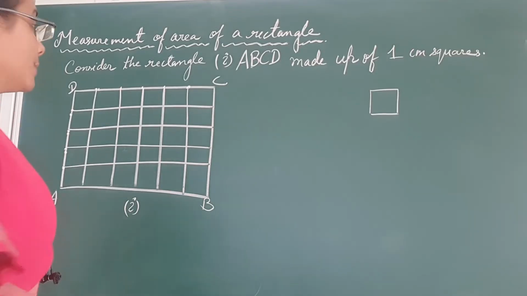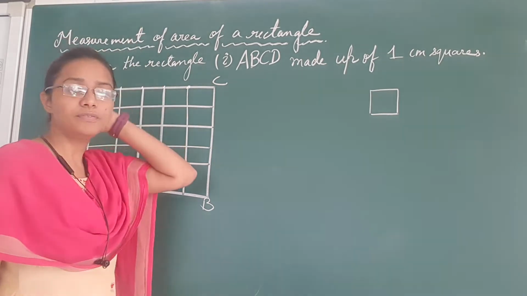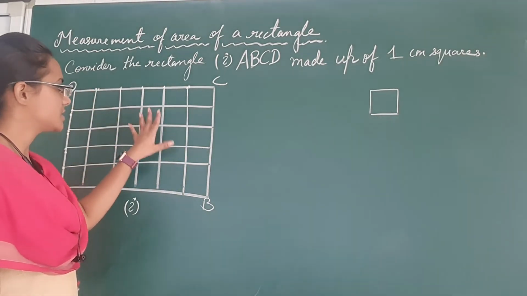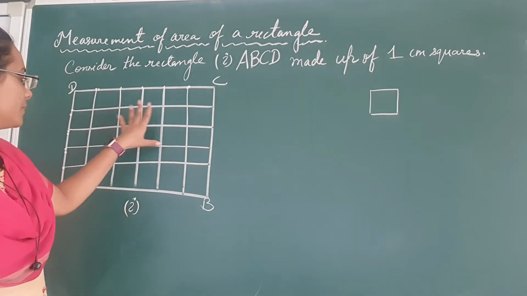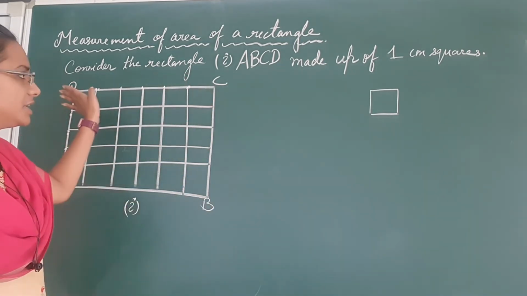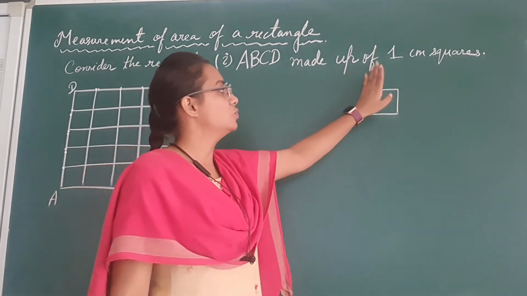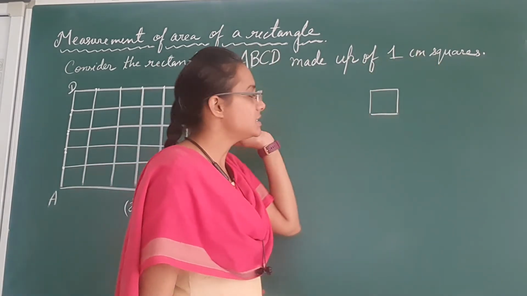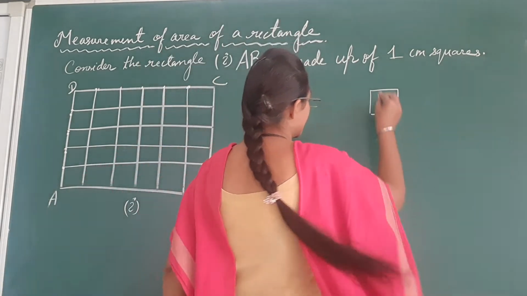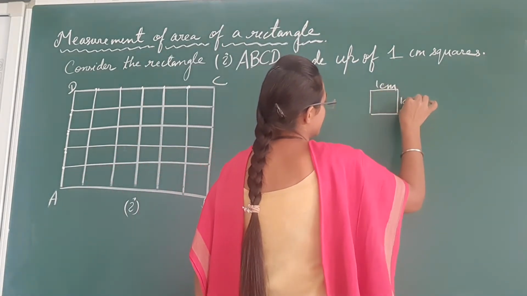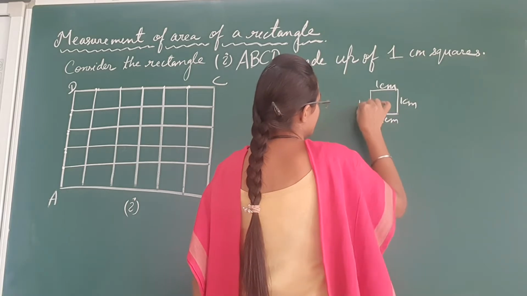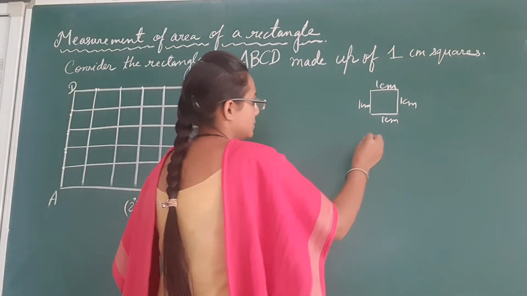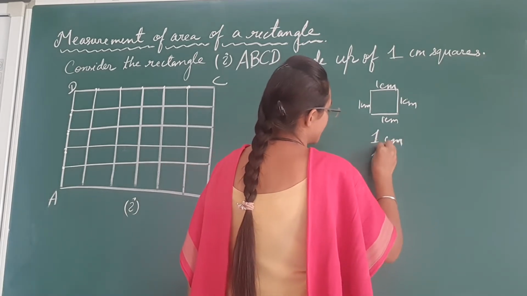Now we will understand the measurement of the area of a rectangle. For this, consider this rectangle ABCD made up of 1 centimeter squares. Made up of 1 centimeter squares means a square whose sides are 1 centimeter. This means that this is 1 square, 1 centimeter square.